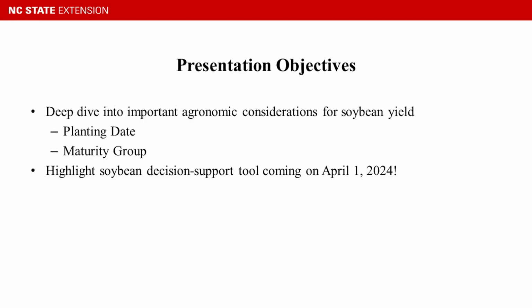The objectives for this presentation were to deep dive into planting date and maturity group and talk a little bit more about each of those than we generally have time for in the presentation. I will take questions, and then highlight this grower decision support tool, which we hope to have available by April 1st. I know that won't help you make maturity group or seed selections for this coming season, but it should help you optimize planting date or seeding rate, and then we'll make improvements so it's fully functional for 2025. And with that, happy to take questions.